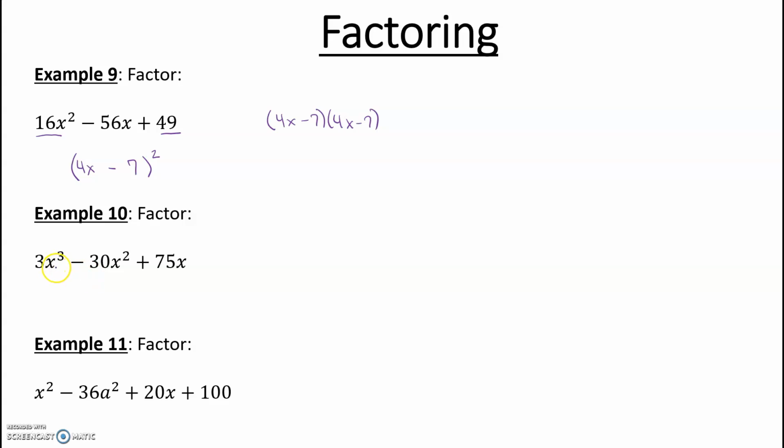Next one. Notice they're all divisible by 3x. We're going to pull out that GCF first. So we're going to have x minus 10x. Ooh, not x. Just kidding. Minus 10. There we go.